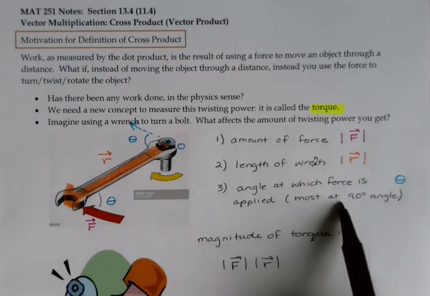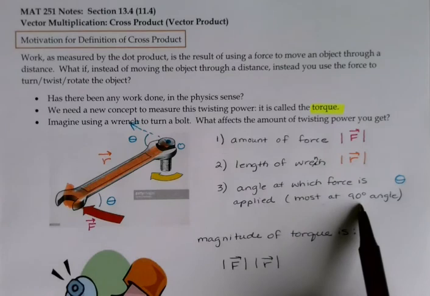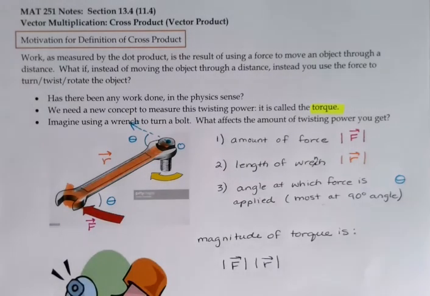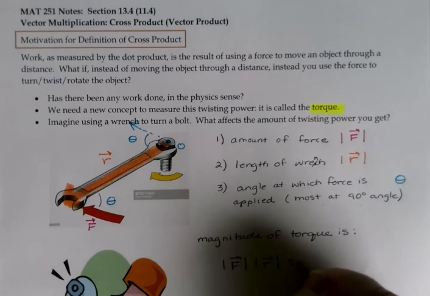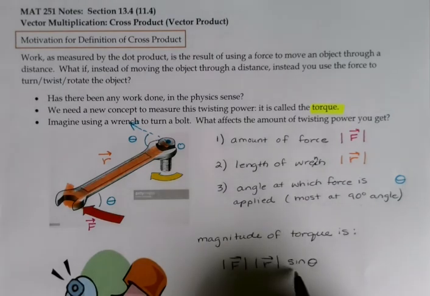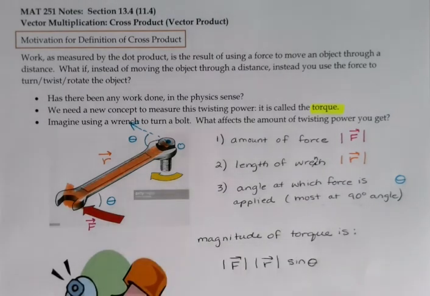We get the most force at a 90-degree angle. Which of our trig functions is largest at 90 degrees? Sine or cosine? Well, sine of 90 degrees is 1, as large as it can get. So this time, to incorporate theta, we're going to go with a sine theta. Maxes out at 90 degrees. So that's the magnitude of our torque.